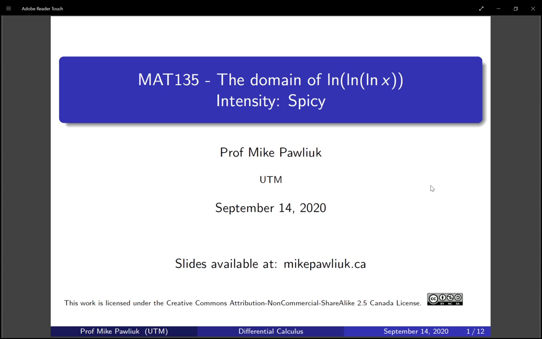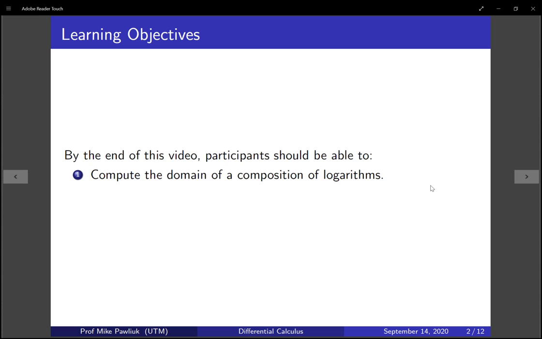The intensity of this video is spicy, which means that it is at or above the level of the hard test questions. The learning objectives for this video are, by the end of this video, you should be able to compute the domain of a composition of logarithms.